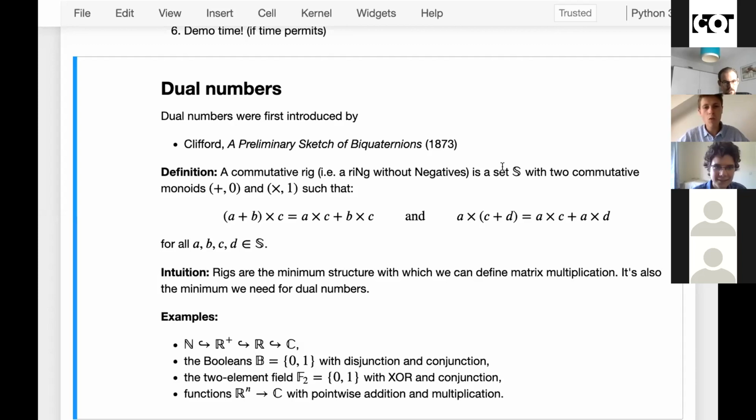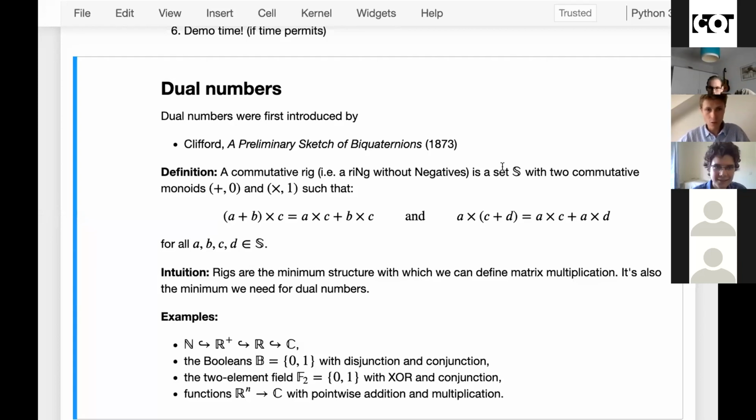A more interesting example would be the Booleans with disjunction and conjunction. So here we have that 1 + 1 = 1. Or the two-element field F2, so the same set, but with XOR for addition, so we have 1 + 1 = 0. Another example of a rig: we can take all the functions from R^n to C with pointwise addition and multiplication. And that's the one we're going to use mainly in this talk.